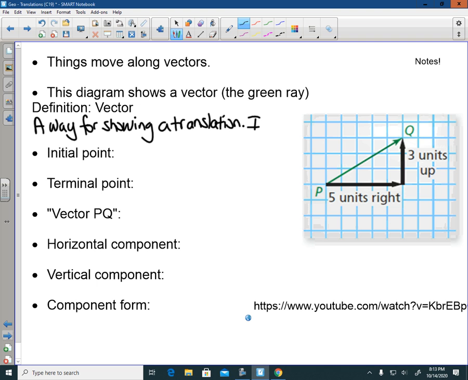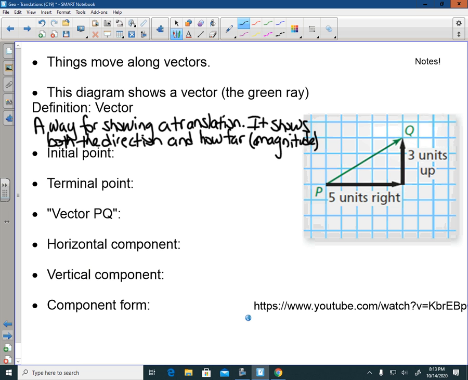It shows both the direction and how far. And how far can be called its magnitude. A vector shows how far something has gone and the direction in which it went. So it shows two things at the same time.